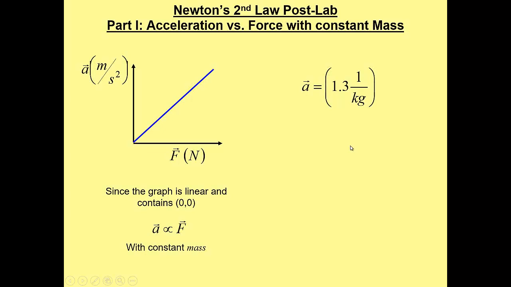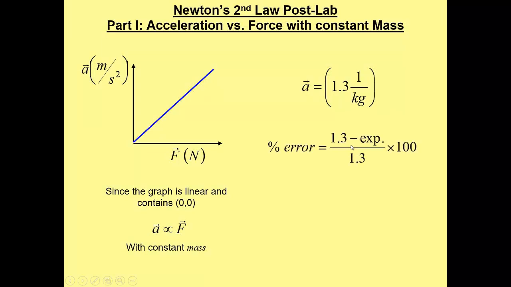Now, back in the day when I used to have you write up these lab reports, I used to always want you to do a little percent error calculation to see how far off you were from the class average or from the accepted value. If you want to do that, you take the theoretical value, which is 1.3, minus your experimental value, that's what you got, divided by the theoretical, times 100 to turn it into a percent. You can see how far off you were.